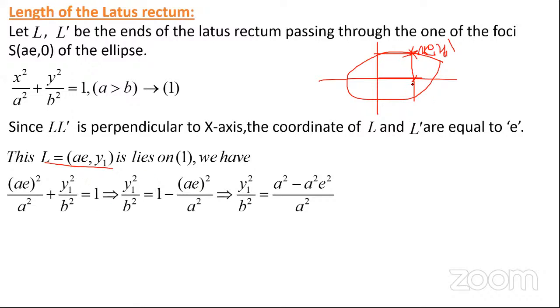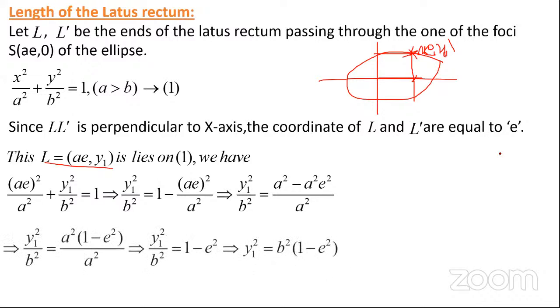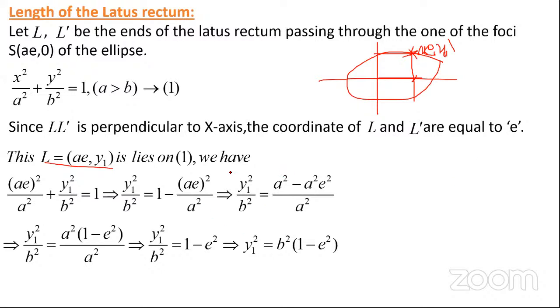L lies on the ellipse, so we can substitute the value of L. Then we get a square e square by a square plus y1 square by b square equal to 1. So y1 square by b square equal to 1 minus a square e square by a square, which is nothing but y1 square by b square equal to 1 minus e square. So this value gets cancelled.